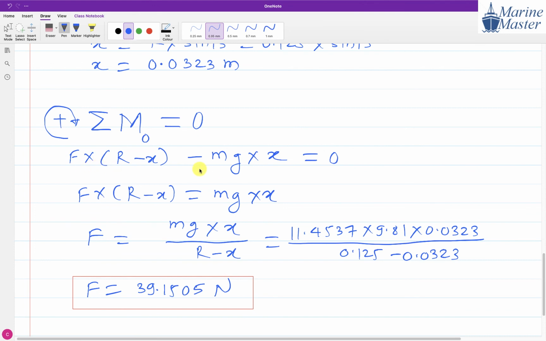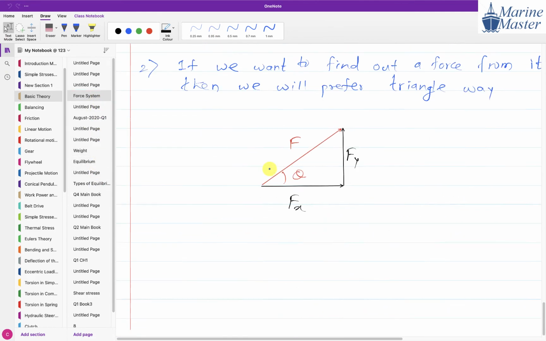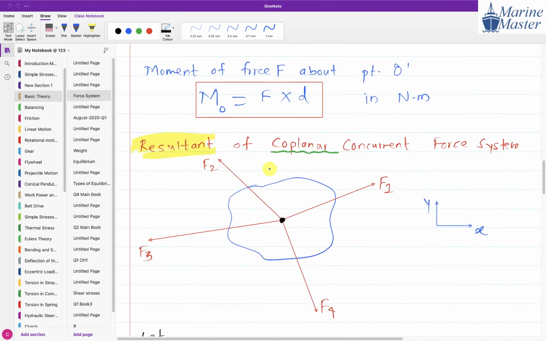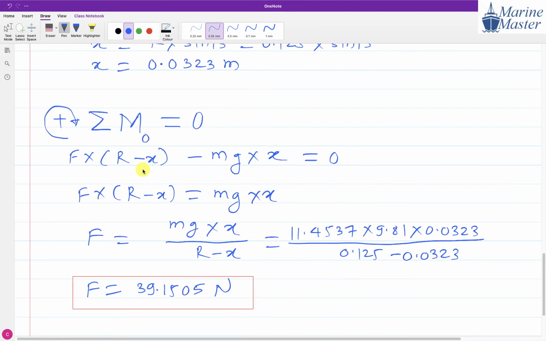So basically that is force into distance, force into perpendicular distance always. We have seen in the moment relation I gave you in the last lecture: force into perpendicular distance. So we are writing F into perpendicular distance, r minus x.